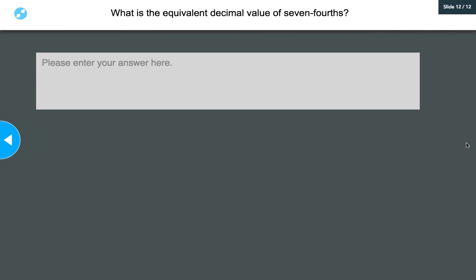What is the equivalent decimal value of 7/8?